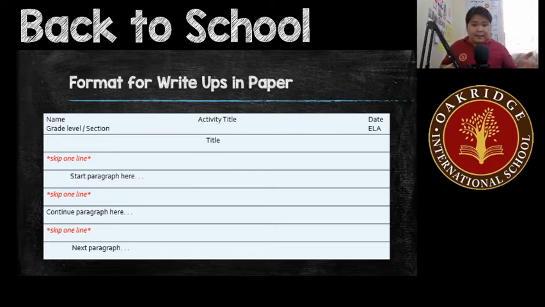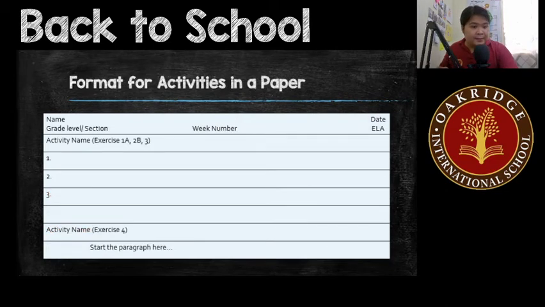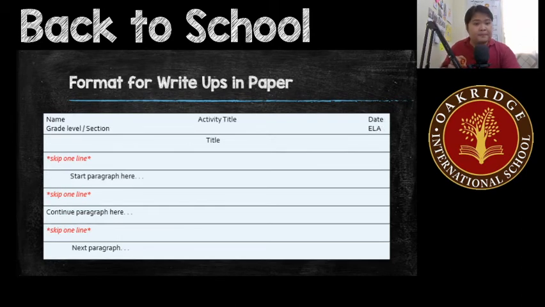But in the middle part, instead of writing the week number, like I'll just go back really quick. For activities in the paper, the one in the middle is the week number, week 1, 2, 3, 4, 5. But if it's going to be a write-up, you're going to have activity title. Activity title will be indicated as well in the PowerPoint presentations that I submit. So usually it will be indicated there, for example, news writing, news article writing, and so forth. Okay, write it down there.